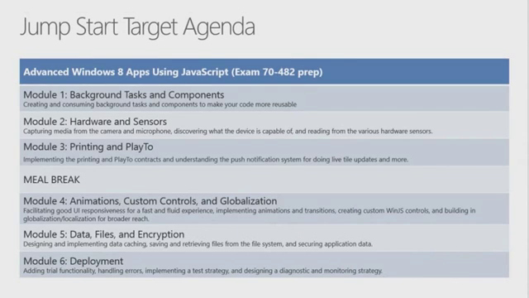All right, so there were a number of changes to Code Show. We're going to talk about that in just a second, but first an overview of the day. 6 modules. We're going to be talking in the first module about background tasks and components, and a little bit of extra stuff in there. Module 2, we're going to be talking about hardware and sensors and how to communicate with those and make the user feel like their device knows where they're at and what orientation the device is in, and all of that stuff. Next, Module 3, Printing and Play To, and we're also in that module going to talk about the push notification service. So quite a bit of rich and very technical content there.